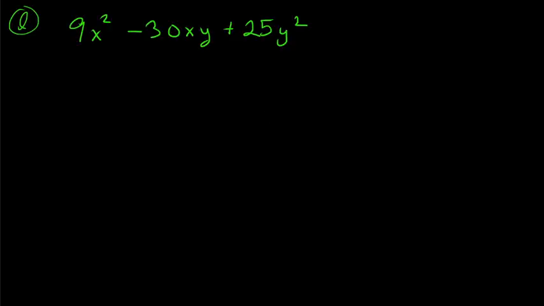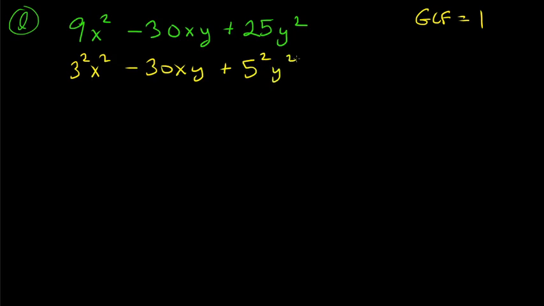All right, moving on. Part L, 9x squared minus 30xy plus 25y squared. How do we factor that? So the GCF, we're back to 1 again, because there's no x in the last term, there's no y in the first term, and 9 is just 3 times 3, so it's actually 3 squared. And 25 is 5 squared. So the 3 and the 5 have nothing in common.